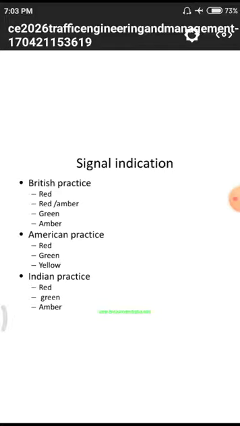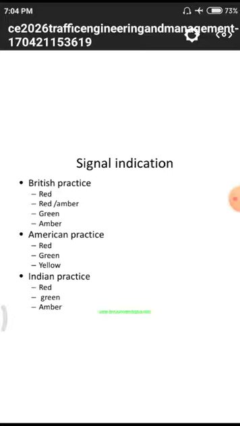First one, British practice, where we have four major kinds of signals. First one is the red one. Normally this red is a symbol for danger. That means we need to stop whenever we observe the red symbol on a signal. After that we have red comma amber. That means we need to move in a very slow manner. That means we have some danger and some moving, so it leads to a slow movement of vehicles, otherwise we will meet accidents.